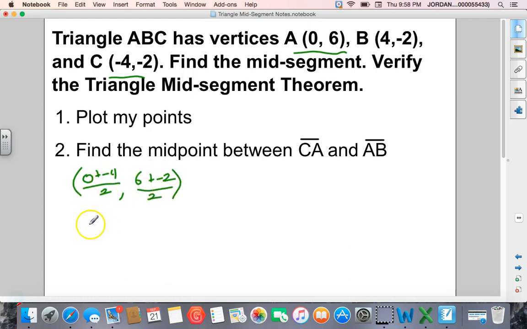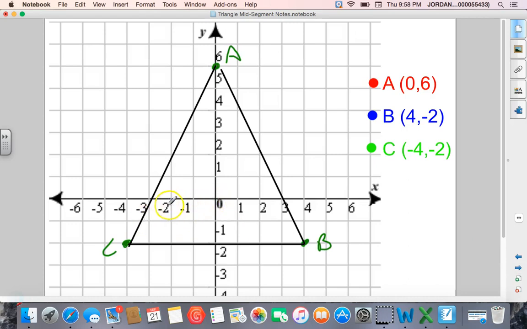So 0 plus negative 4 is negative 4, and negative 4 divided by 2 is negative 2. And 6 plus negative 2 is 4, and 4 divided by 2 is 2. So our midpoint for AC should be at the point negative 2, 2. So we go over negative 2 and up 2, and right there you can see is our midpoint.